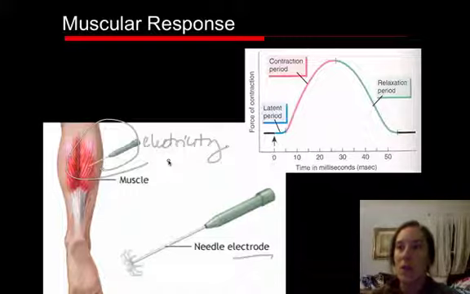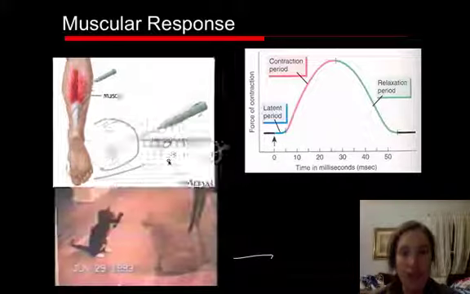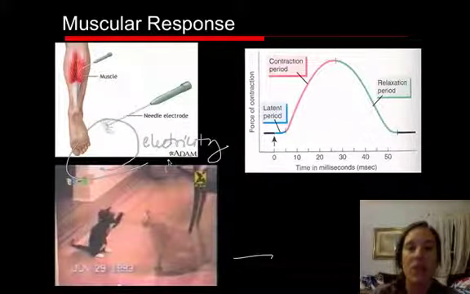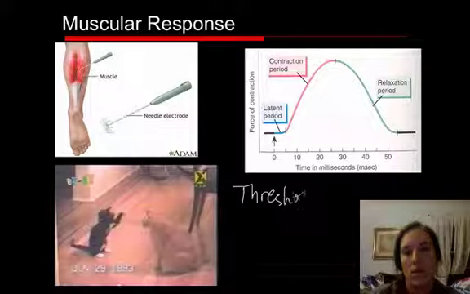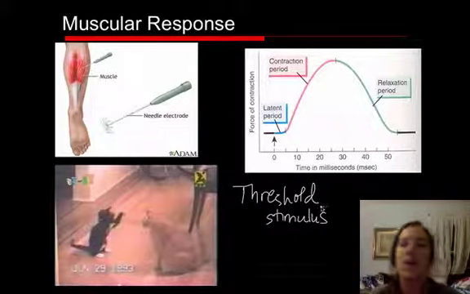The first thing you need to know is that muscle fibers will not respond until they reach a high enough level of stimulation. And that is what's called the threshold stimulus. So they have to have enough stimulus to get to that one point. And then after they get to that point, they will contract.